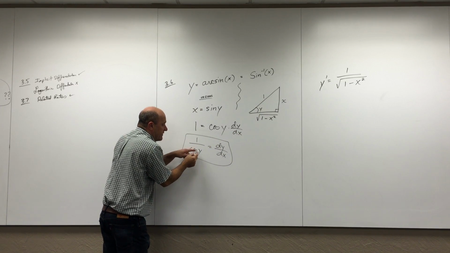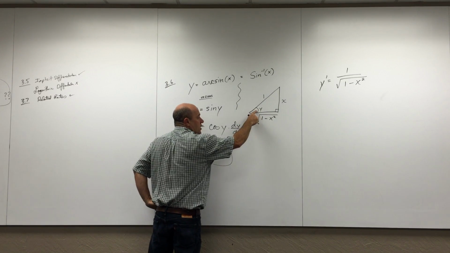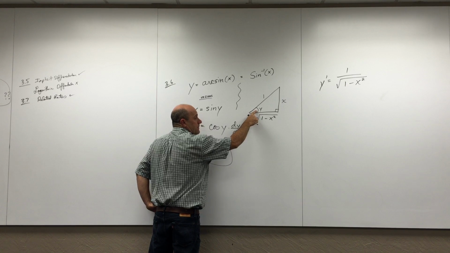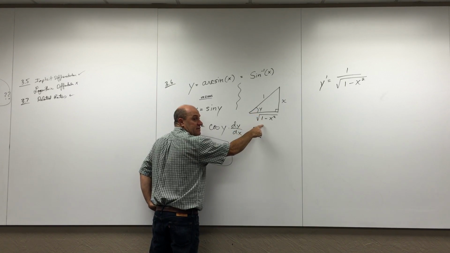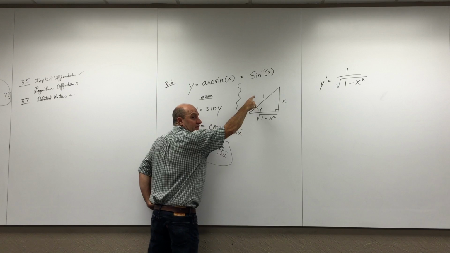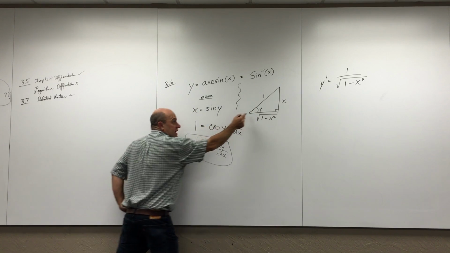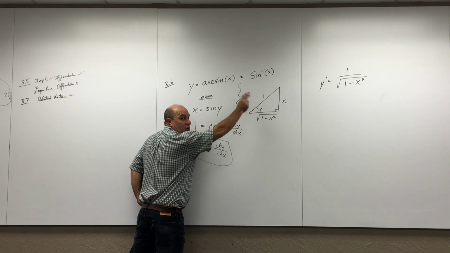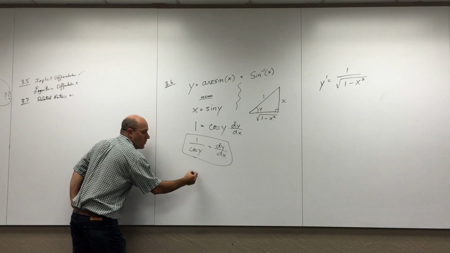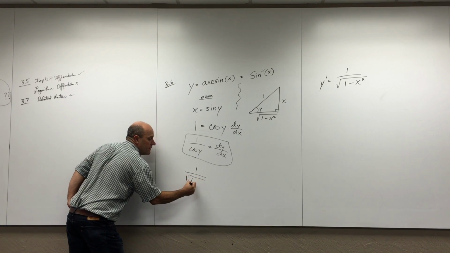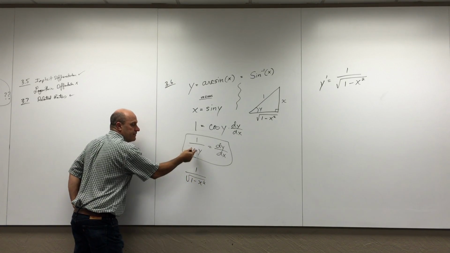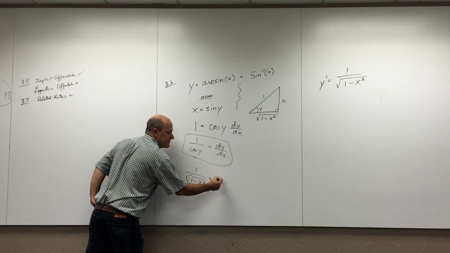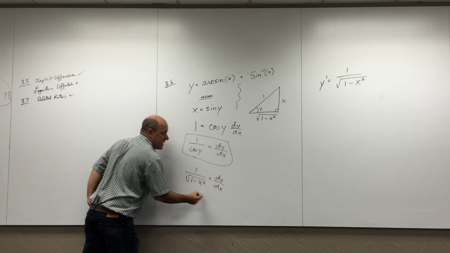What's the cosine of that angle y? It's the adjacent over hypotenuse. So the cosine of y is this square root over 1. So the cosine of y is this square root. And so now you're done. I just proved it to you.